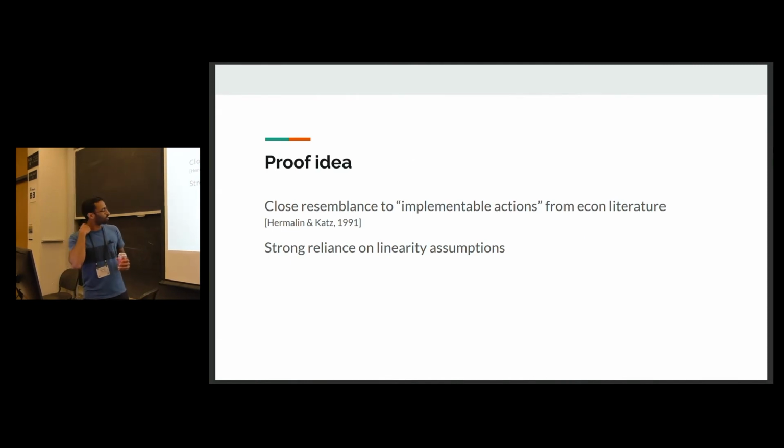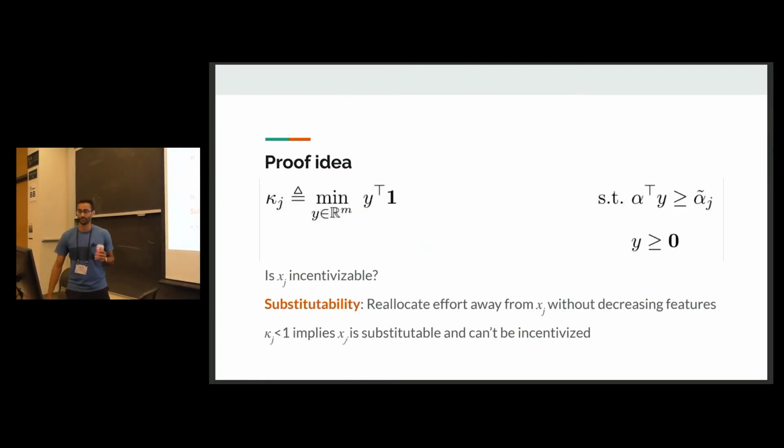Okay, I'm going to walk quickly through the proof idea just to give you some idea of the math. For those of you who may have seen this proof before, I'll try to give some bonus material at the end on new ideas that I think could be useful in future work here. There's a close resemblance in what we do to the idea of implementable actions from the econ literature. And there's also a fairly strong reliance on linearity assumptions, and that's something I'm going to talk about as we go.